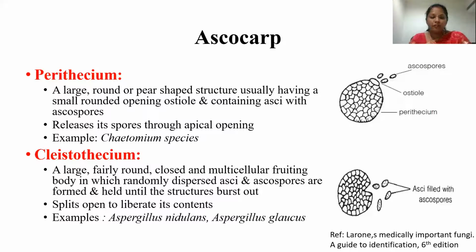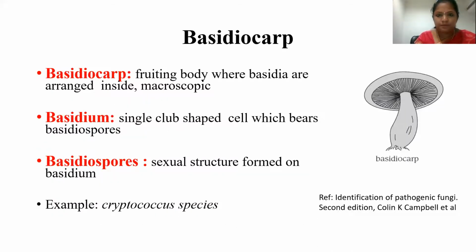The example which produces the perithecium is Chaetomium species, and the other type is cleistothecium. Cleistothecia are large, fairly round, closed and multicellular fruiting bodies in which randomly disposed asci and spores are formed and held until the structure bursts. It will split open to liberate its contents. Examples for the fungi which produce cleistothecium are Aspergillus nidulans and Aspergillus glaucus.